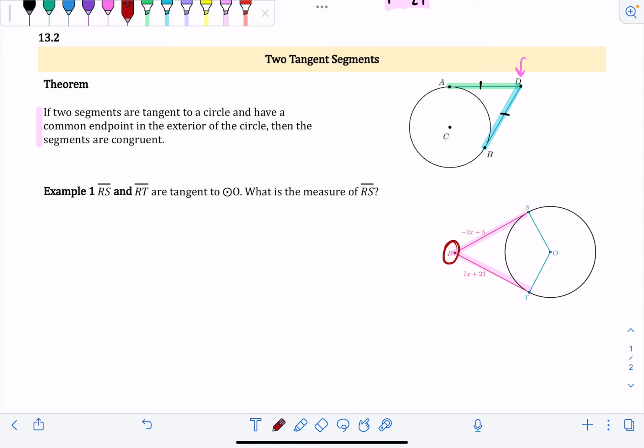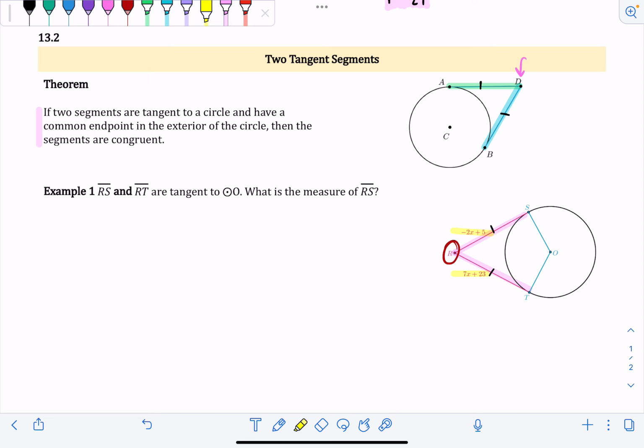So since they're both tangent and they have that common endpoint, that means that each of those segments are the same length as each other. So if we're trying to find the length of the segment, we can create an equation, because you can see that there's an expression that goes along with each segment. There's the negative 2x plus 5 and the 7x plus 23.